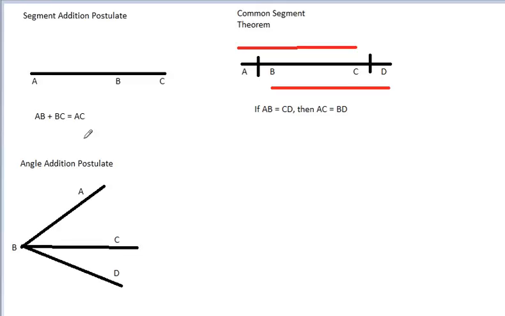The next thing is the angle addition postulate. That simply says that if I were to take angle ABC and add it to angle CBD, so if I were to take this angle and this angle and add them together, then I would get this entire angle right here. So this is how we can say it: the measure of angle ABC plus the measure of angle CBD equals the measure of angle ABD.